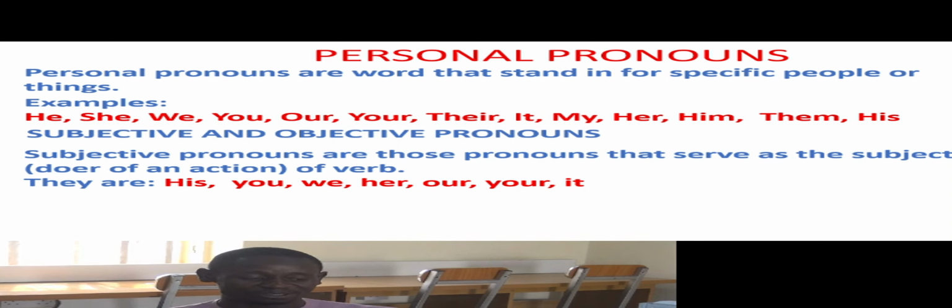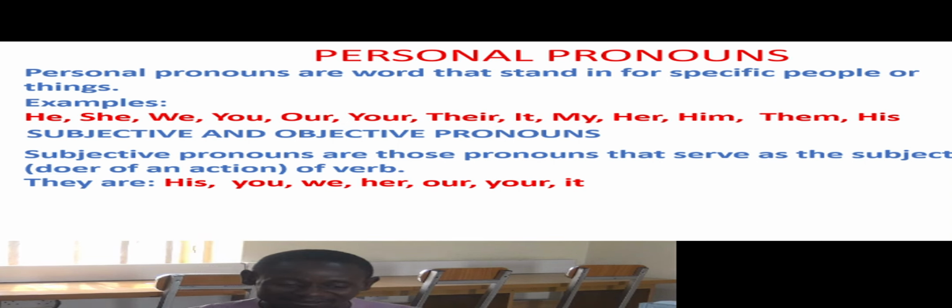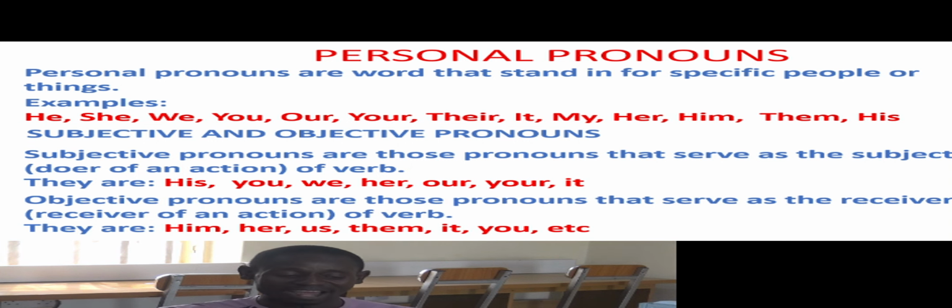Let's look at the objective pronouns. These are pronouns that serve as the receiver of an action. The receiver of an action. They are him, her, us, them, it, you, etc. If you check very well, you will discover that some of these are repeated. We have her as a subjective pronoun. We still have it as what? Objective pronoun. We have it as a subjective pronoun. We still have it as an objective pronoun, and etc.